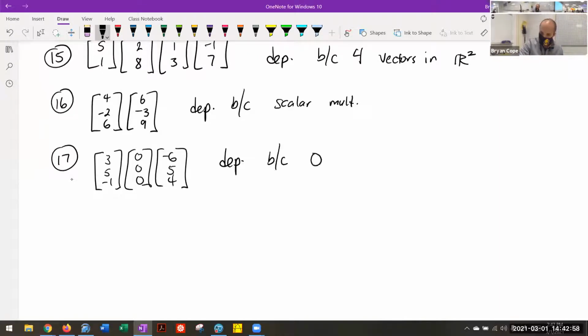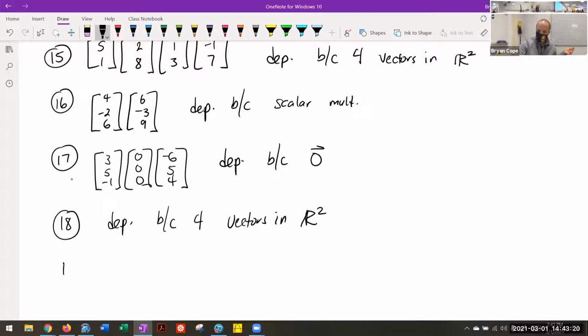Dependent because of the 0 vector. The 0 vector is a member of the set. It's automatically dependent. Good. Okay, the next 3 are just like it, so I don't think I need to write it out. 18 has 4 vectors in R2, so it's dependent, right? Dependent because 4 vectors in R2.